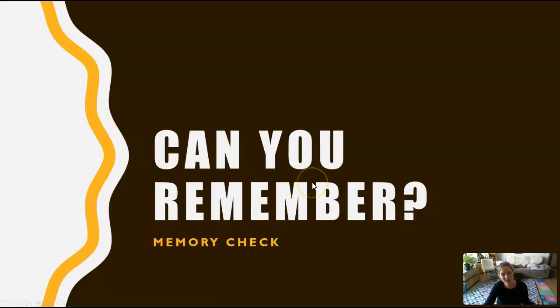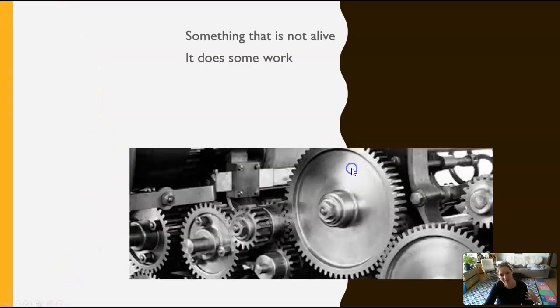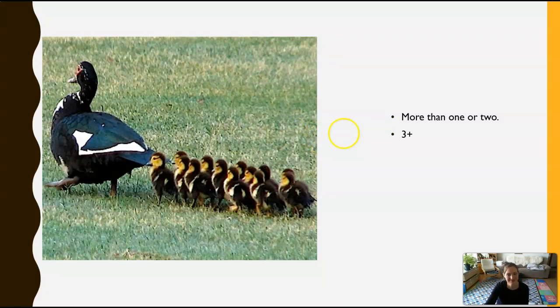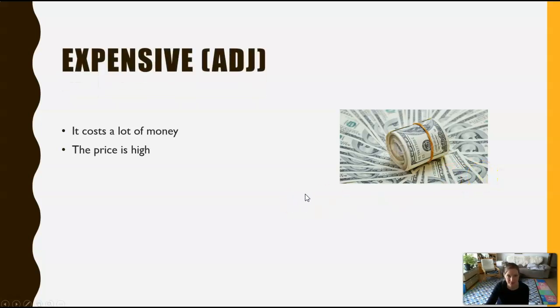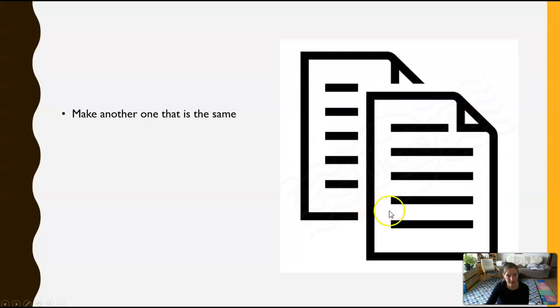Okay, so let's do a memory check. Can you remember? Not alive. It does work. What is it? Machine. Several. Sounds like seven. Several. Costs a lot of money. Not cheap. It is expensive. Copy.